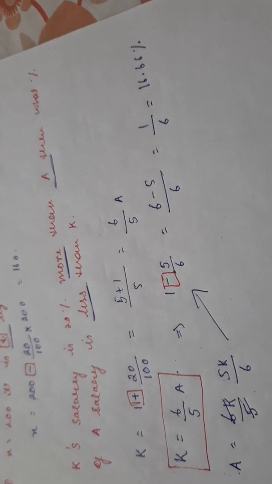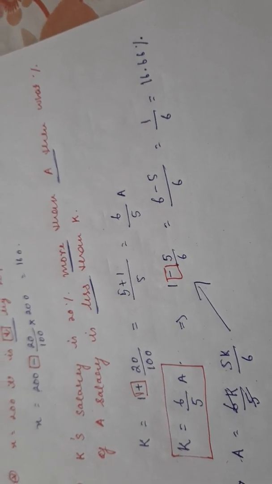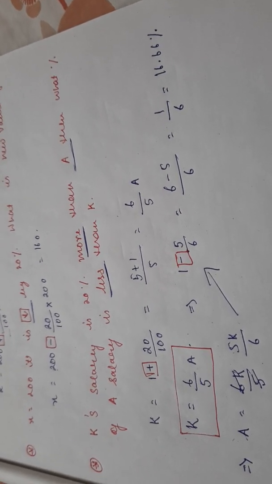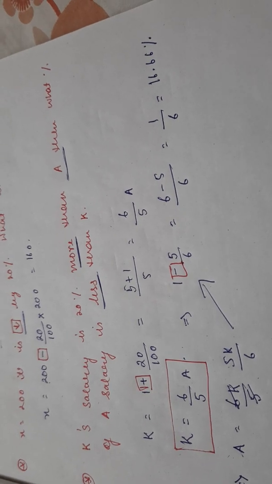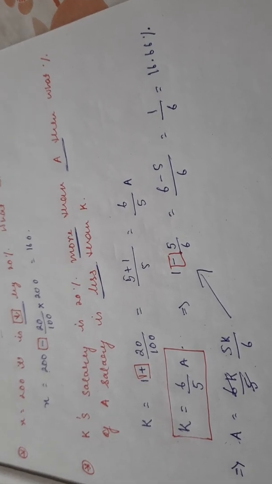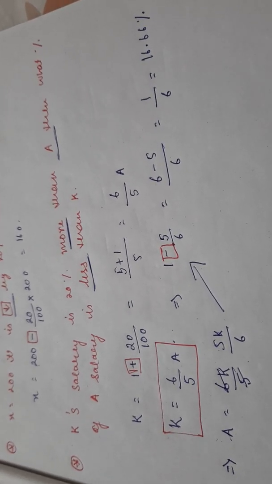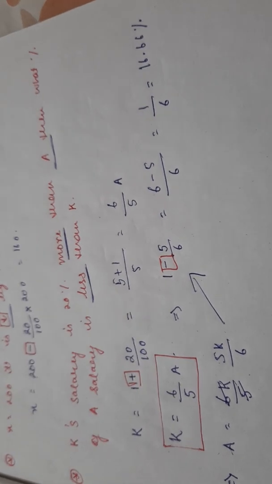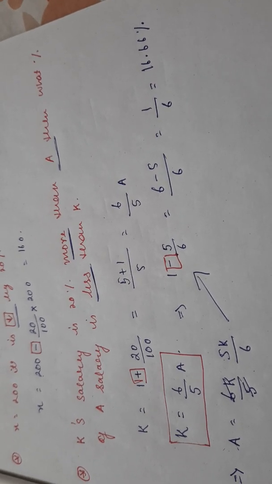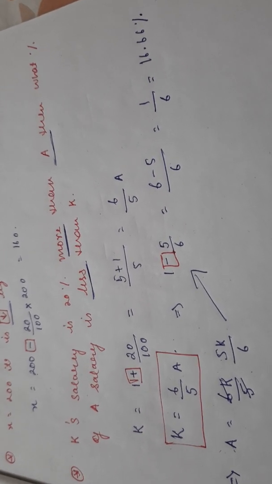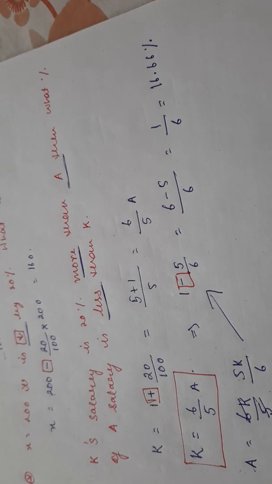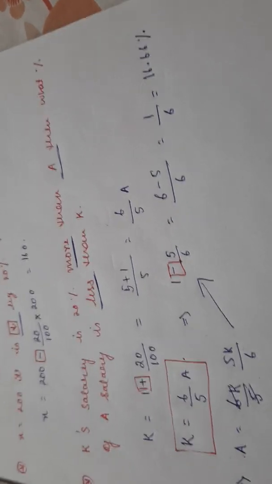By calculating it, we got 6 by 5A. Now my equation we formed is K is equal to 6 by 5A. Now it said that we want what percentage of A's salary is less than K. So we have to find A. So we wrote in terms of K. A is equal to 5K by 6, that is 1 minus 5 by 6, because the word less than K is used. So 1 minus 5 by 6 is 6 minus 5 by 6, that is 1 by 6, and through the chart, or if you memorize it, you will directly write 16.66 percentage.